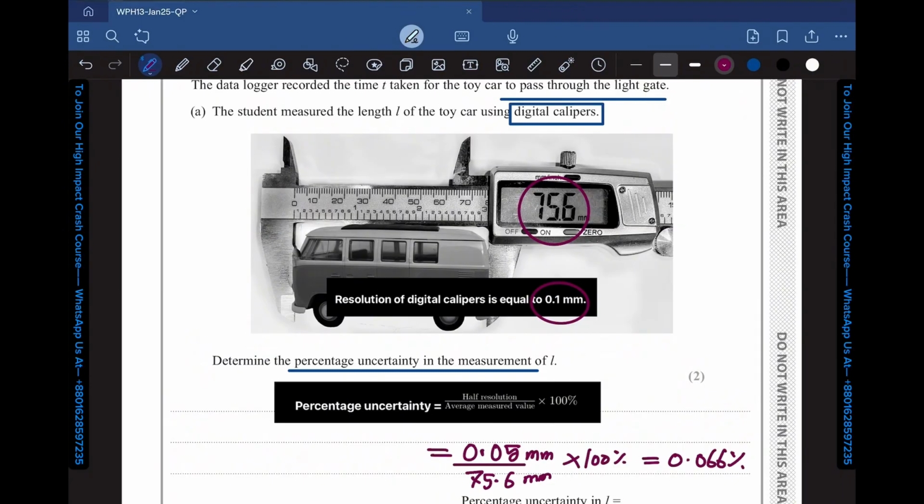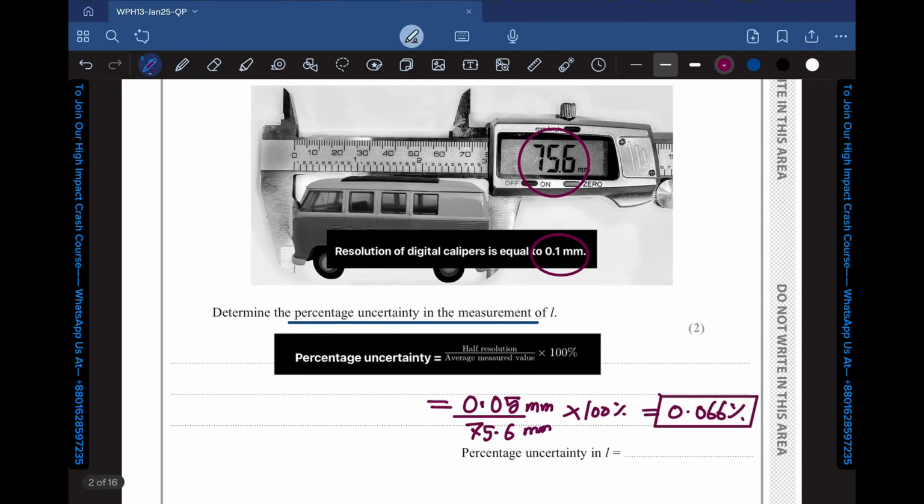This is the value that they have given us, and we will answer it in one significant figure by writing 0.07%, nothing else. We'll give the answer in one significant figure by giving it as 0.07%.